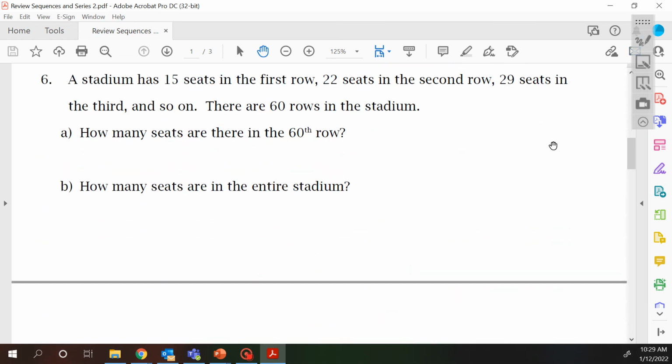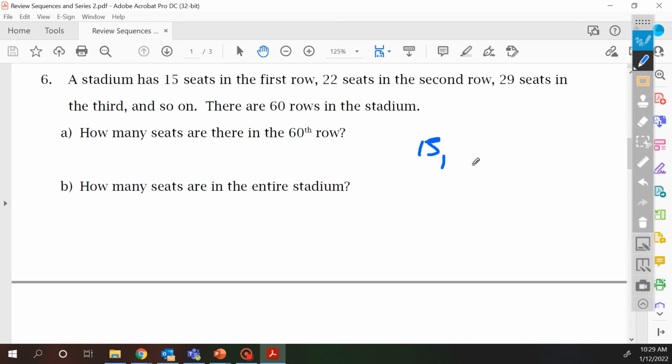A stadium has 15 seats in the first row, 22 seats in the second row, 29 seats in the third row, and so on. There are 60 rows, so n is equal to 60. First, we want to know how many seats are there in the 60th row. Okay, easy. That's going to be the 60th term. We don't need to do the whole simplifying the equation thing. I'm just going to use the rule as normally.